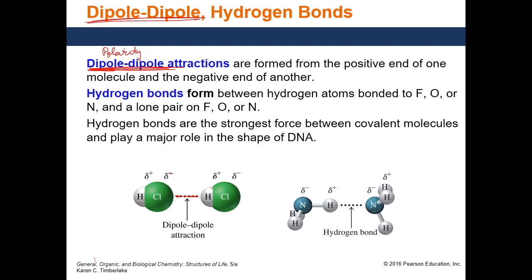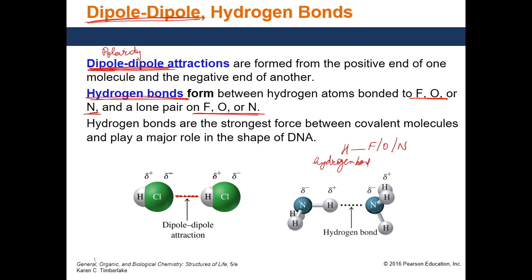Okay. The next type of force of attraction is called the hydrogen bond. A hydrogen bond is formed between hydrogen atoms that are bonded to fluorine, oxygen, or nitrogen, and a lone pair on fluorine, oxygen, or nitrogen. Okay. So whenever hydrogen is bonded to either fluorine, oxygen, or nitrogen, any of these atoms, this hydrogen will be able to form a hydrogen bond.